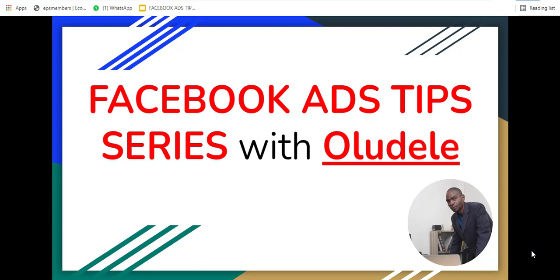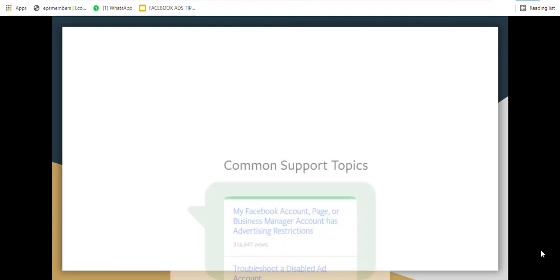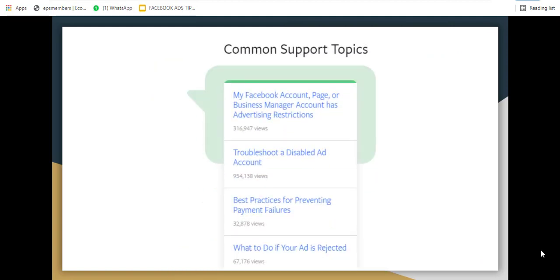One of the reasons why I'm coming up with this is that in recent time I saw some common support topics on Facebook. If you look at the screen, you can see these are the common support topics that Facebook has received almost every day and over the years. Look at the screen, you see one of the common topics. One of them says my Facebook account, page or business manager account has advertising restriction, and look at how many people have filed that topic.